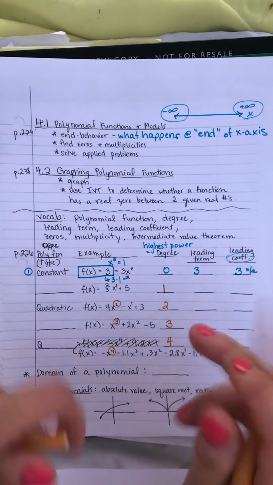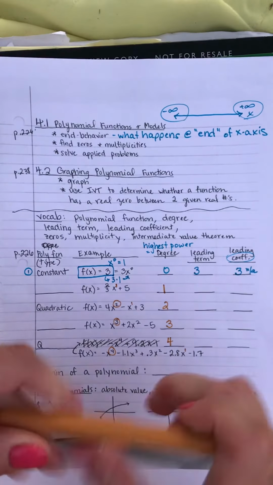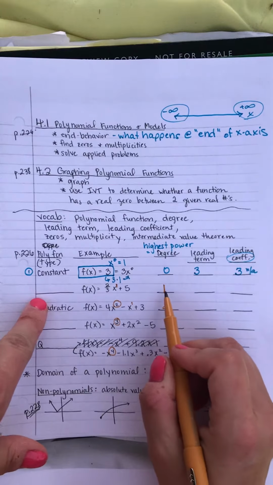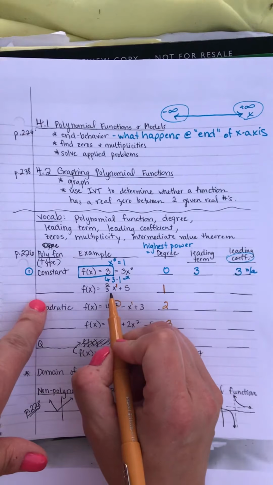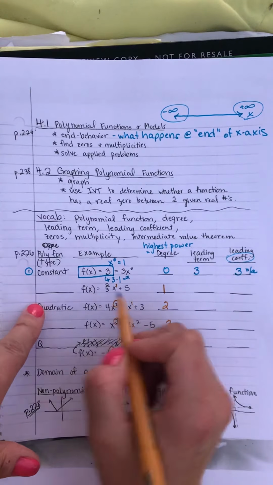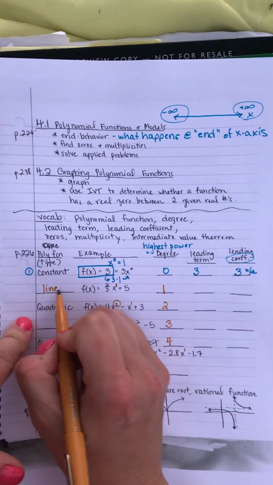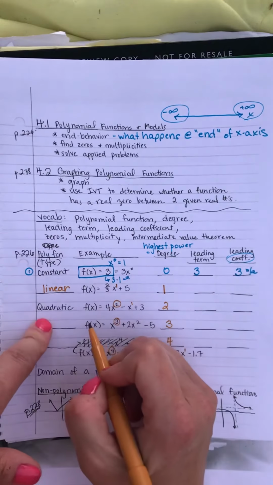So now the words that go along with these: if you have the highest power of degree 1, that's a line, right? y equals mx plus b. That's a line. So this is a linear function.